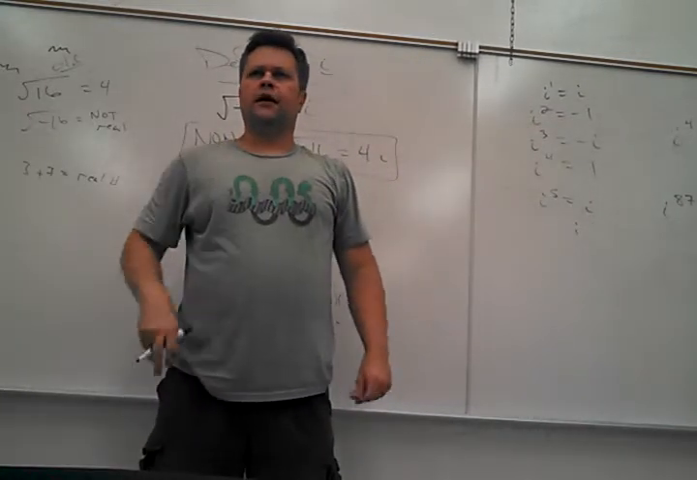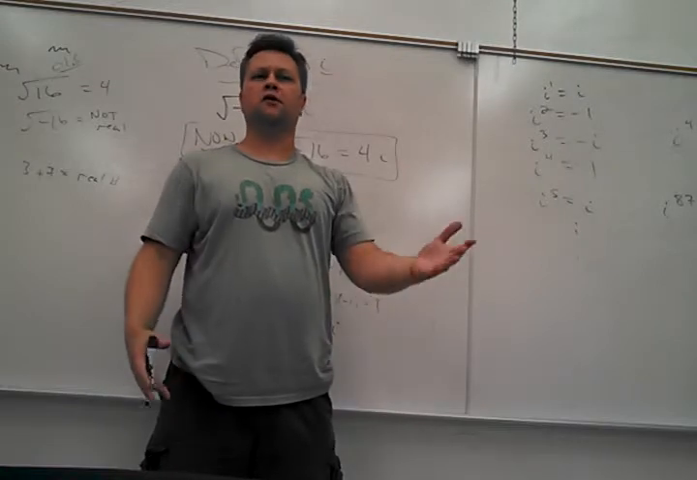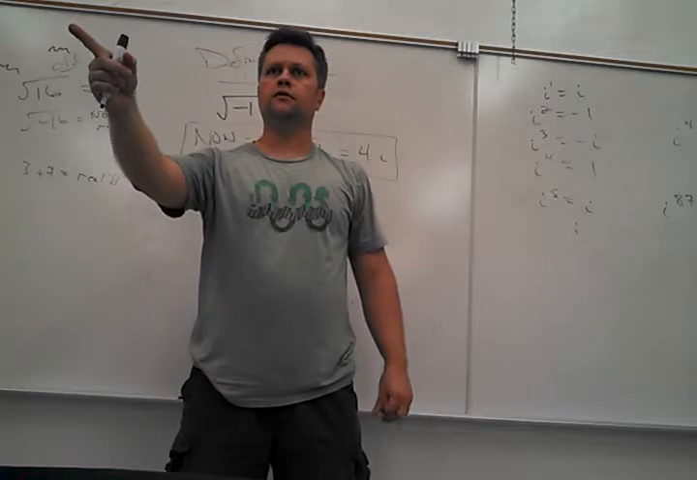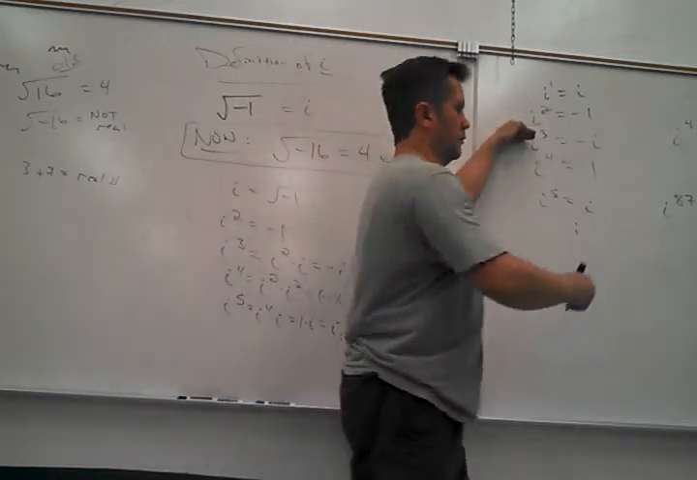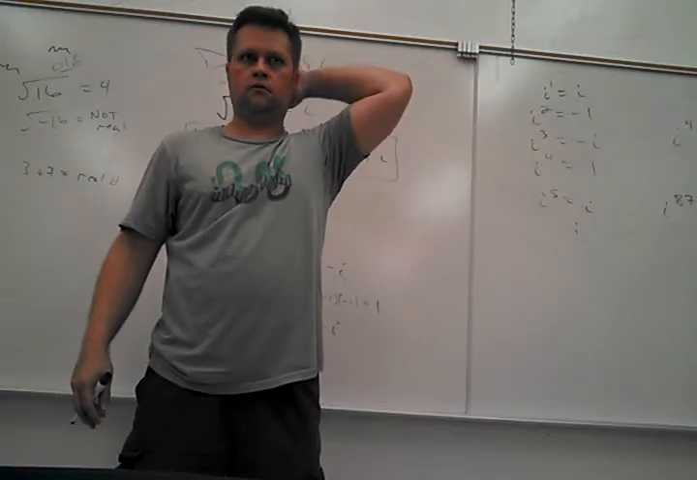4 goes into 87 some number of times with how many left over? 3 left over, right? So i must be here. That must be negative i. Can we explain that again?